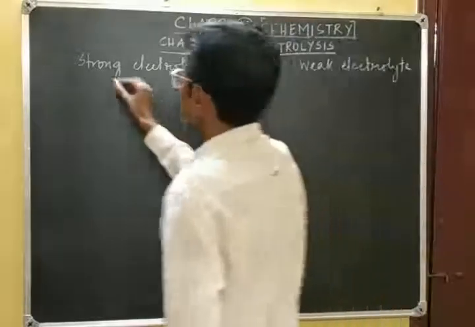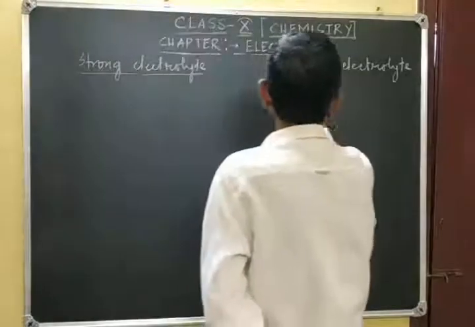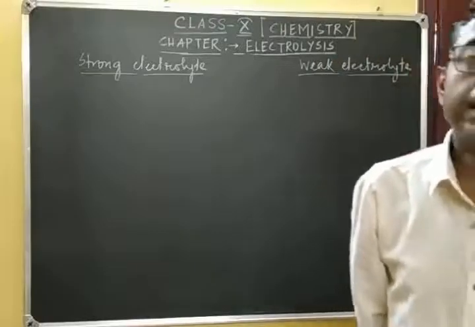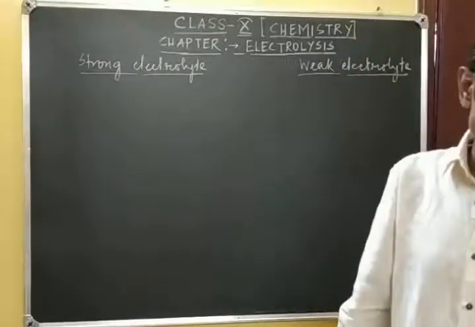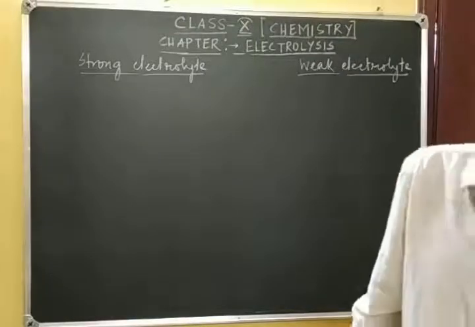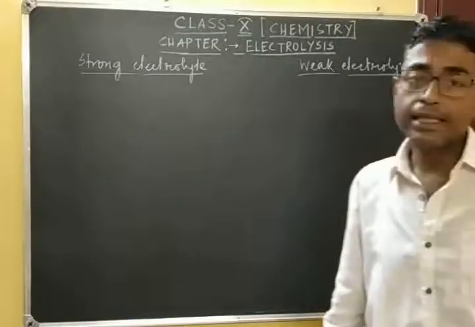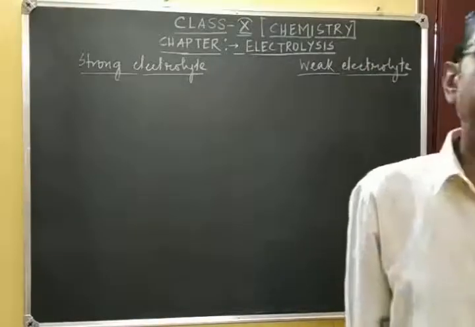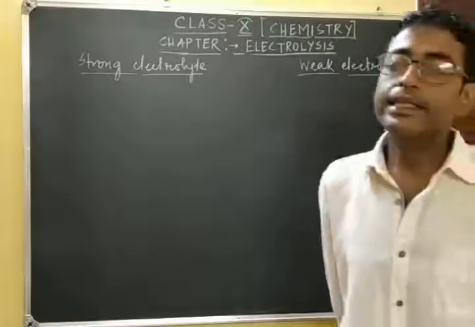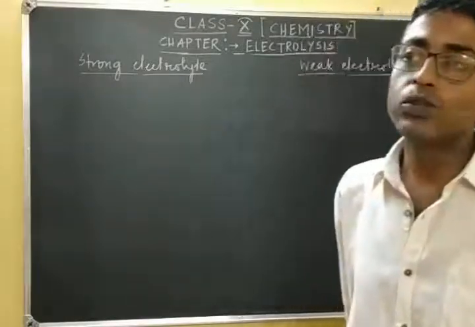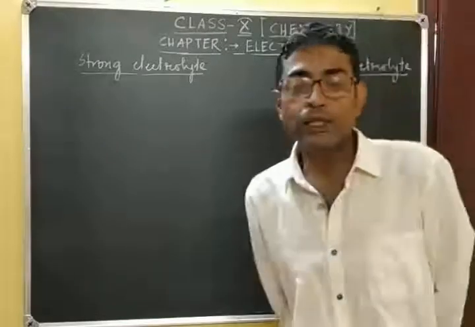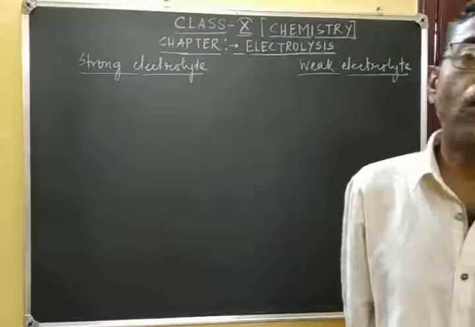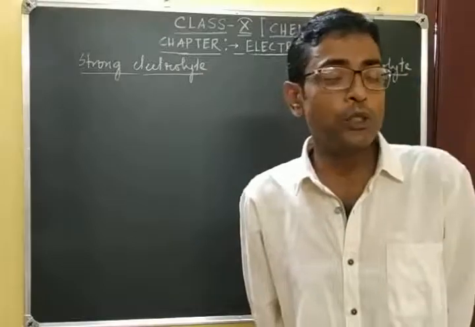In strong electrolytes, many times it came in your ICSE exam, and remember in higher classes you will be needing this very badly. So strong electrolyte means the compounds in the aqueous state or fused state, when electricity is passed through them, dissociate into constituent ions completely. That means the dissociation is very high. Dissociation means the breaking of one molecule into its constituent ions.